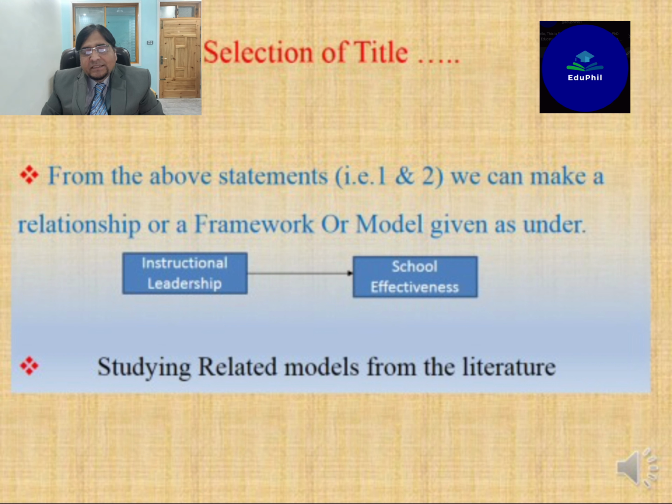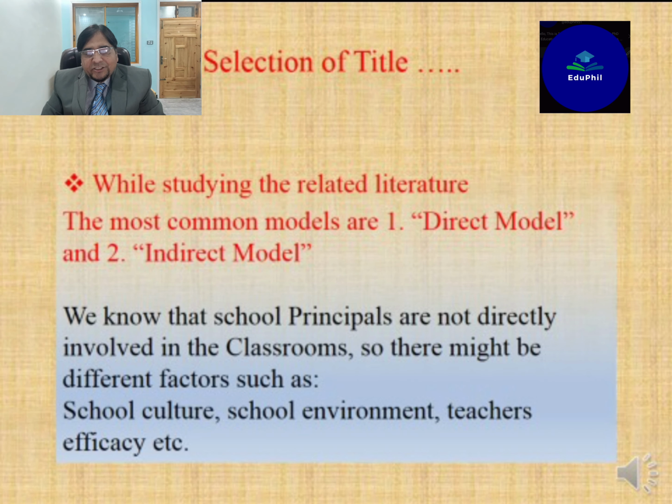For example, instructional leadership might have an effect on the school effectiveness. The arrow shows the relationship or the effect on the school effectiveness from the instructional leadership side. Going further, we should study the relationship models and the related literature before conducting research or developing a research proposal. In the related literature, the most common models are the direct effect model and the indirect effect model, which are also called Model A and Model B of Hallinger 2013.